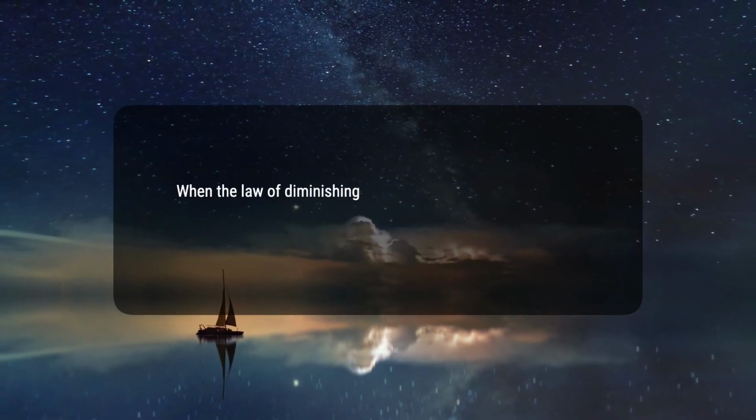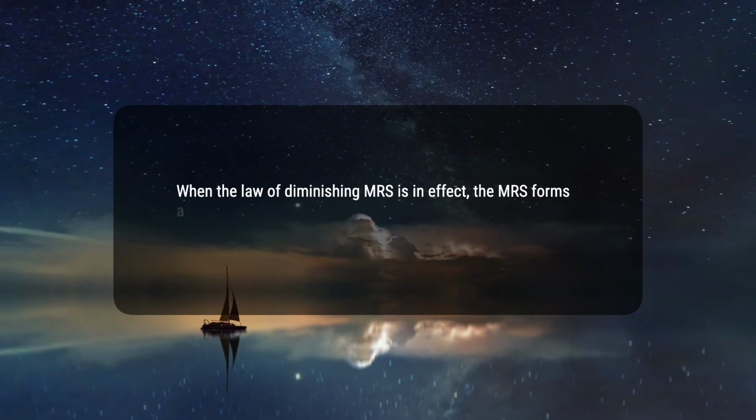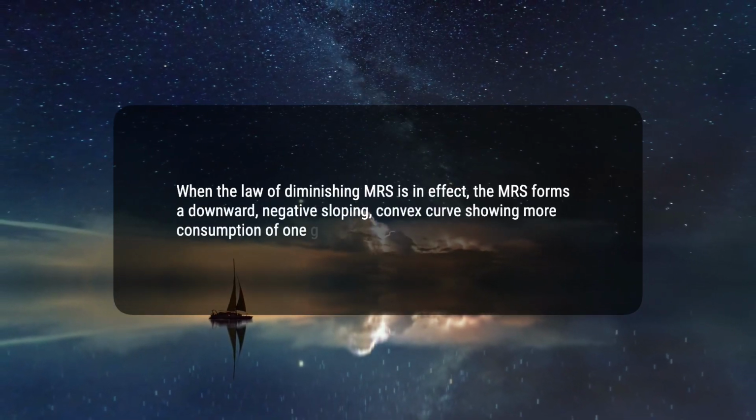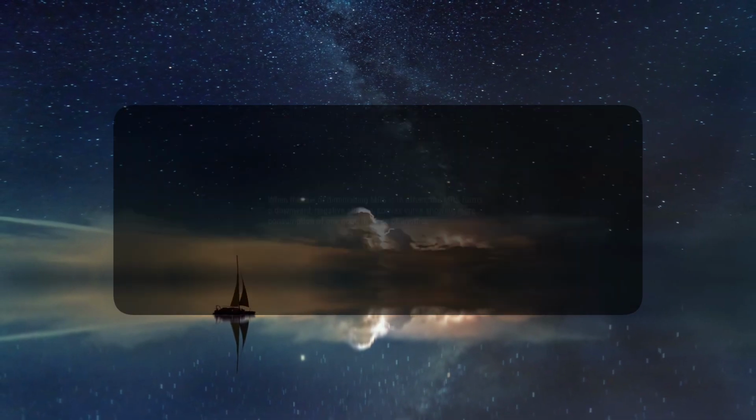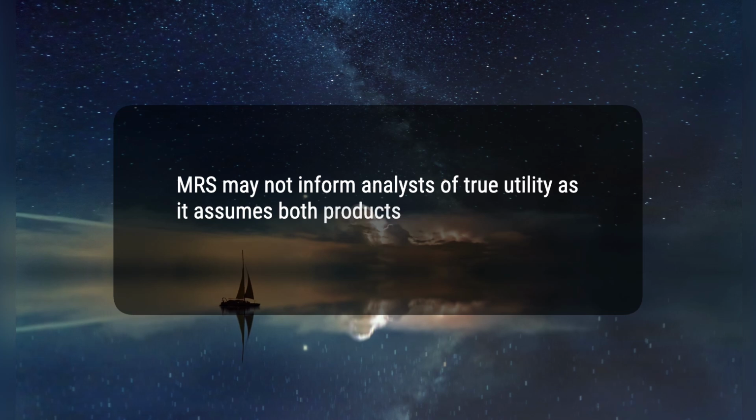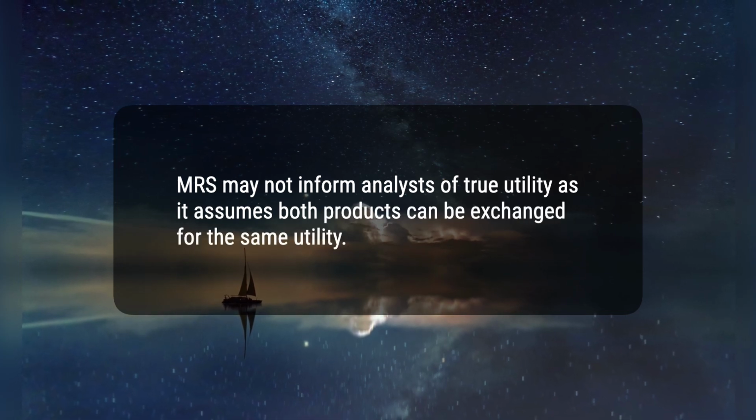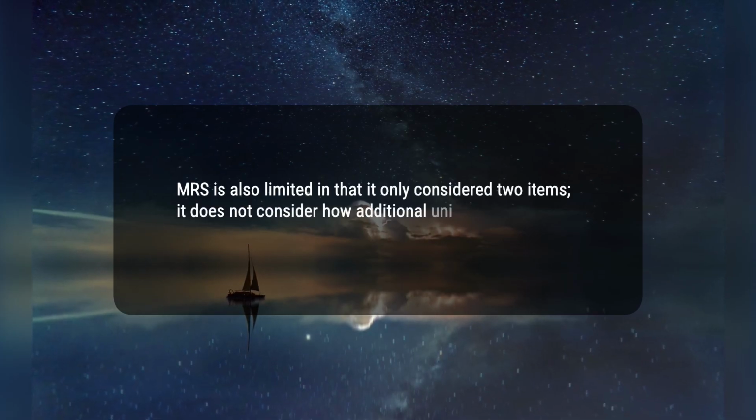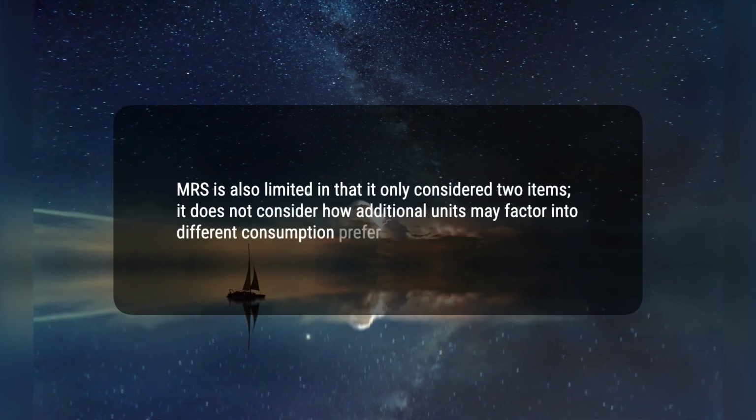3. When the law of diminishing MRS is in effect, the MRS forms a downward, negative sloping, convex curve showing more consumption of one good in place of another. 4. MRS may not inform analysts of true utility as it assumes both products can be exchanged for the same utility. 5. MRS is also limited in that it only considers 2 items. It does not consider how additional units may factor into different consumption preferences.